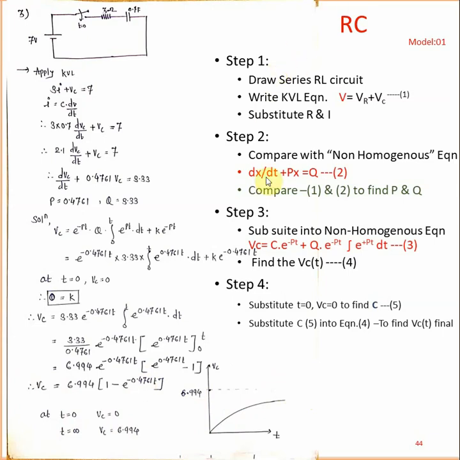In the RC method, only one thing you can keep in your mind: instead of I, the Vc is present.